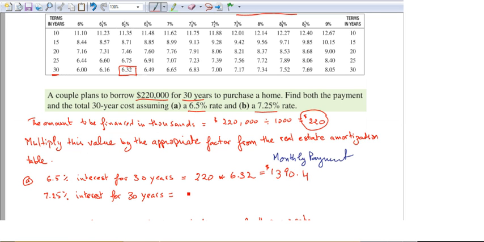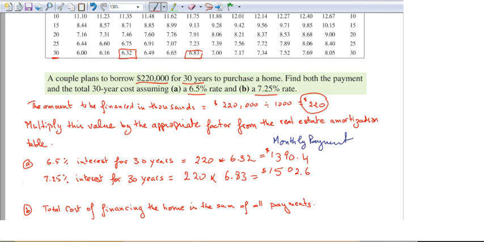For 7.25% interest for 30 years, it will be the same, 220 multiplied by, since we still have 30 years, 7.25 is here. We need this number. This is the factor, 6.83. And this way, it's going to give us the monthly payment of $1,502.60. And now, the second thing we need is to find the total cost.